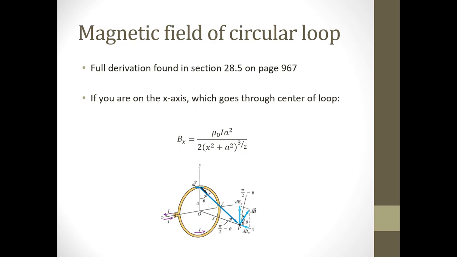Now, if you're on the x-axis and the x-axis goes through the center of the loop, you get that equation for the magnetic field. If current is going around this loop in that direction, you find that the magnetic field is actually pointing in the x direction at this location.